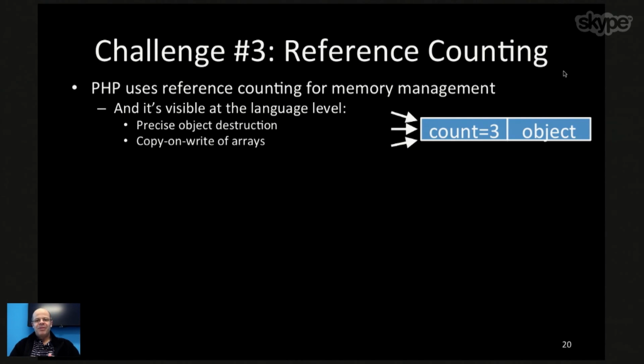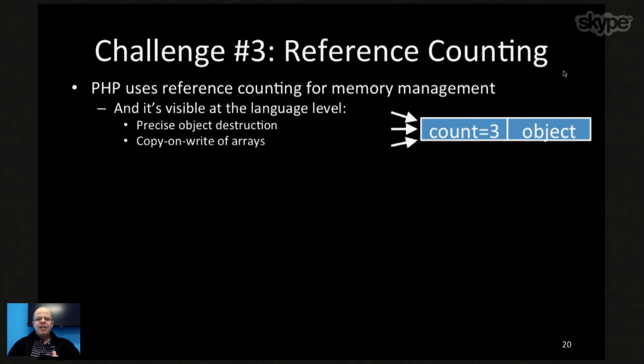And this is not the most advanced memory management scheme. There are much fancier garbage collection techniques out there. But unfortunately, the fact that PHP uses reference counting actually leaks at the language level, and it's visible to the user in a couple of different ways. The first one is that the object destructors have to be called exactly when that count reaches 0. So they have to run precisely at that point. Another one is some weird things with how arrays work and copy on write, which I'm not going to go into details on.